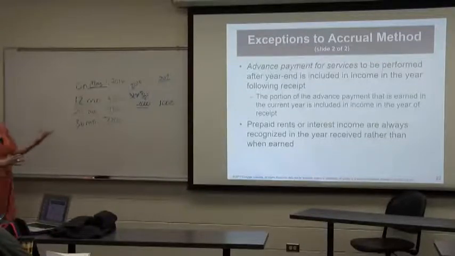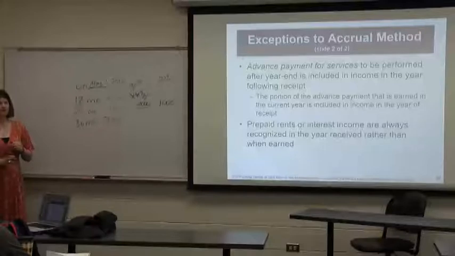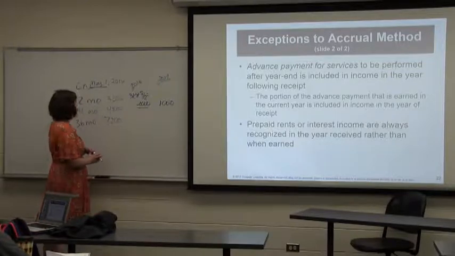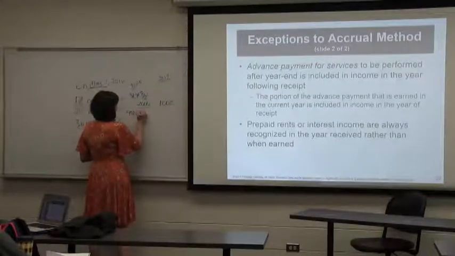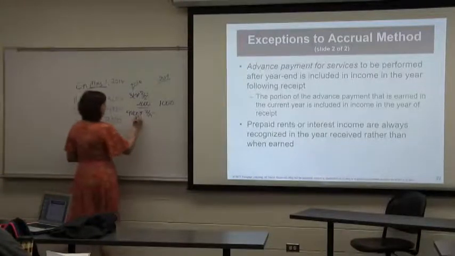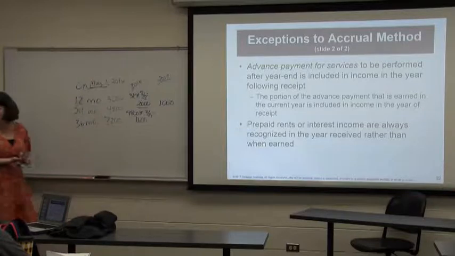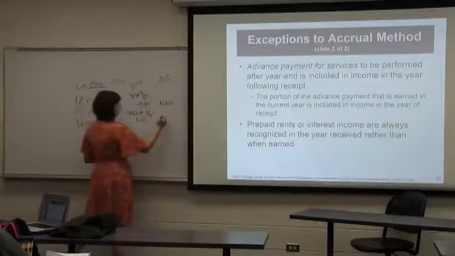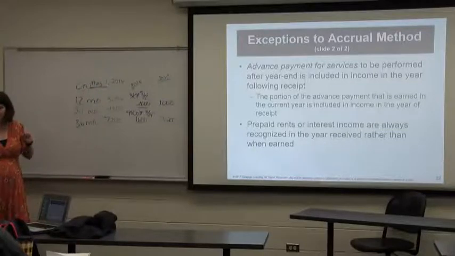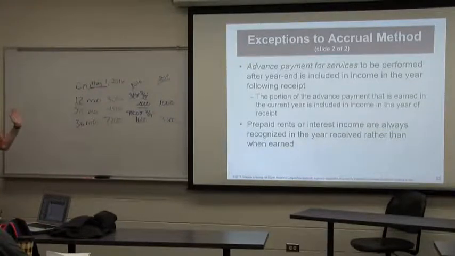24 months. How many months are they earning this income in 2016? Same, 8, except what's our denominator? 24, right? So we have $4,800 times 8 over 24, which equals $1,600. The remainder is pushed into 2017, which is $3,200. Notice, we can't push anything into 2018. Okay? So this is as far as we can go with this exception, under the general rule of an accrual basis taxpayer.